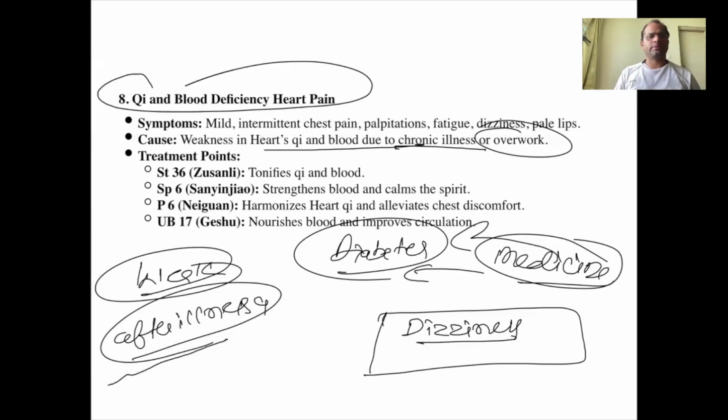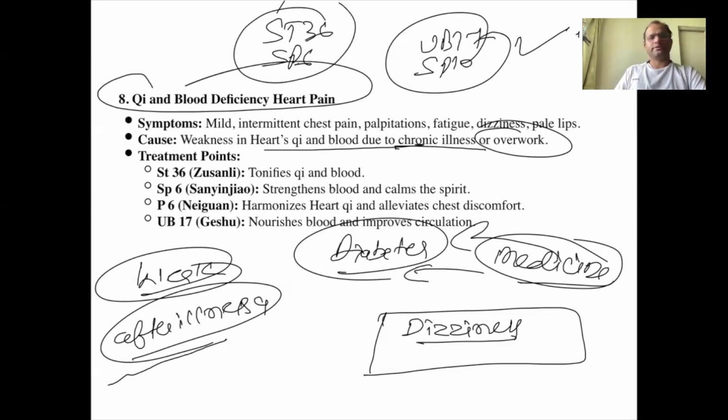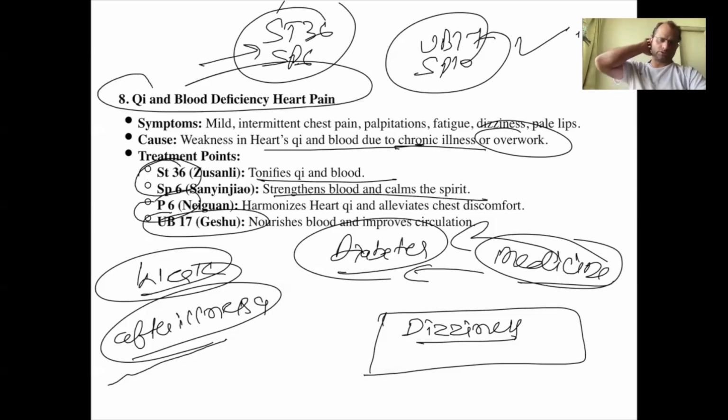So what do we have to do? If you want to improve the blood, UB17 and spleen 10 are very special points for blood. If you want to nourish the blood, stomach 36 and spleen 6 are very good points to nourish the blood. These two points strengthen our spleen and nourish the blood. So stomach 36 and spleen 6 are very good for blood. UB17 is a very good point for blood. Pericardium 6 is a very good point for the chest. And this protocol will increase the blood and chi.